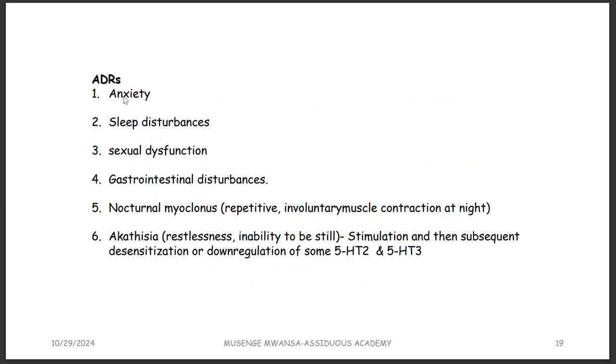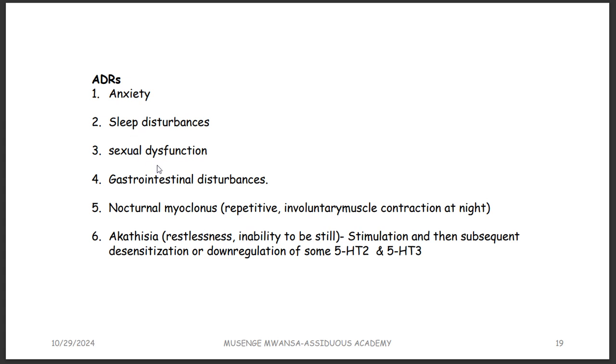Side effects for the selective serotonin reuptake inhibitors: anxiety. Now remember, these guys are used in the treatment of anxiety. These guys are used in the treatment of insomnia. But then they cause anxiety, they also cause insomnia. Why? So that is in the initial treatment. When you just start giving them, they'll cause anxiety before they can start causing the anxiolytic effect. Okay? They also cause insomnia before they can start preventing the insomnia.